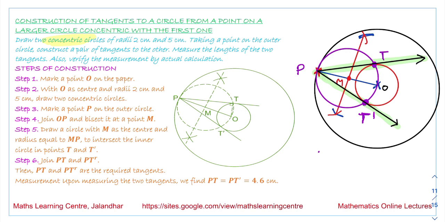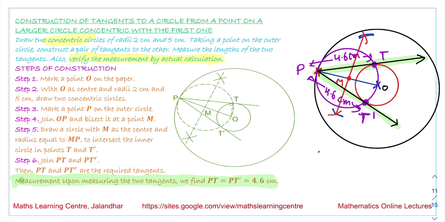Now if we draw these tangents and measure their lengths, you will get the value 4.6 centimeters, and this tangent is also 4.6 centimeters. Now we have to verify the measurement by actual calculation.